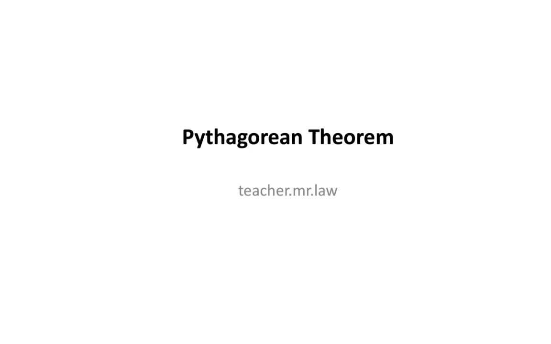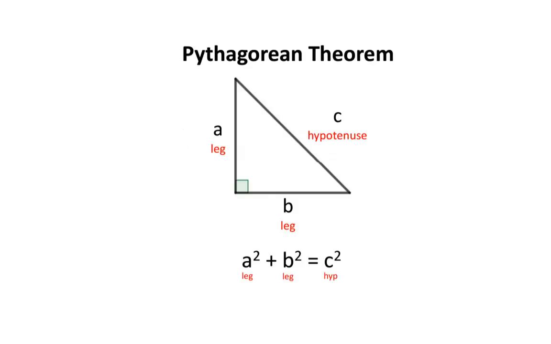In today's lesson, we'll be learning about the Pythagorean Theorem. In a previous lesson, we learned that the Pythagorean Theorem describes the relationship between the sides of a right triangle. In other words, a squared plus b squared equals c squared, where a represents the length of a leg, b represents the length of another leg, and c represents the length of the hypotenuse.